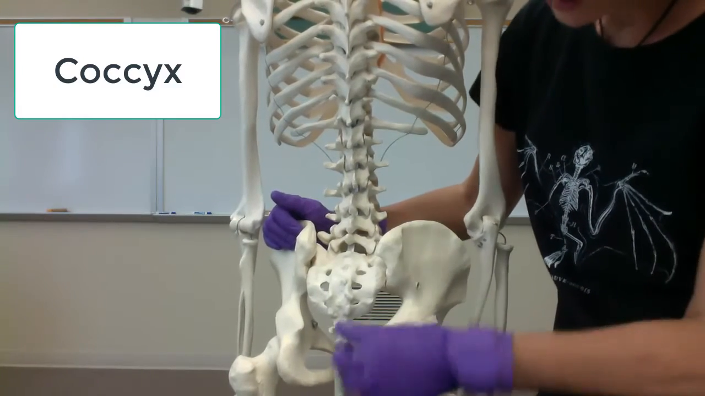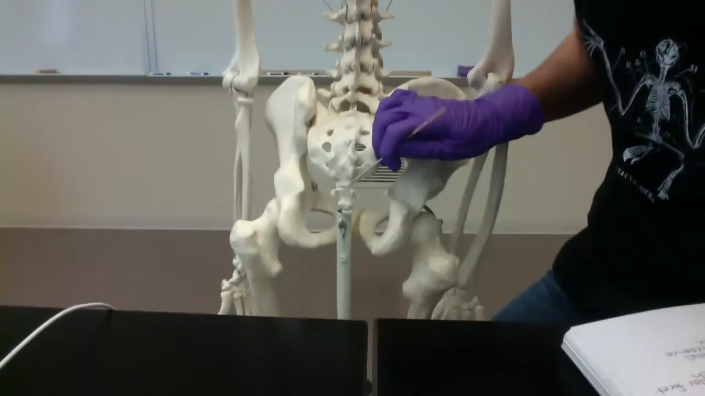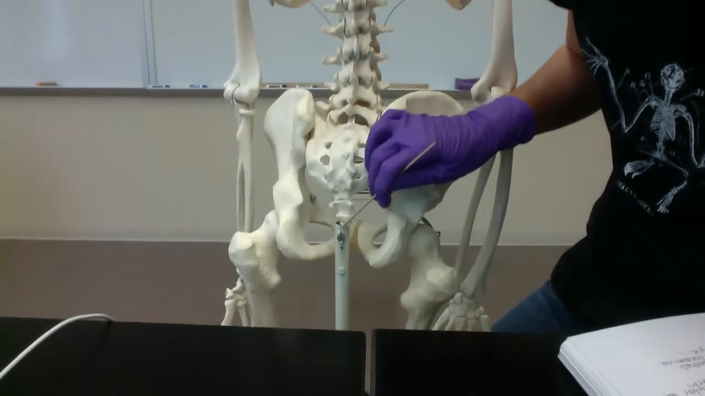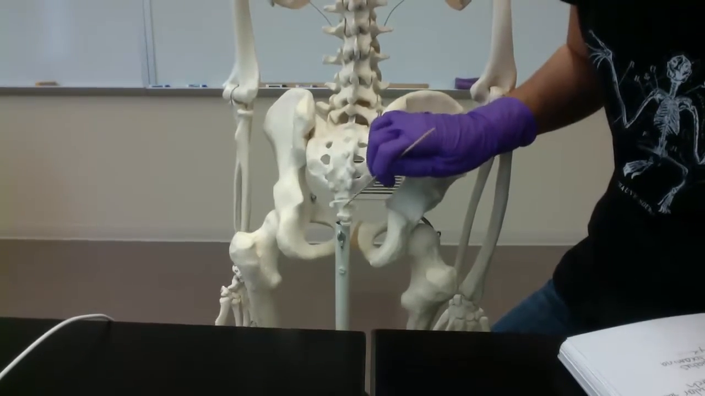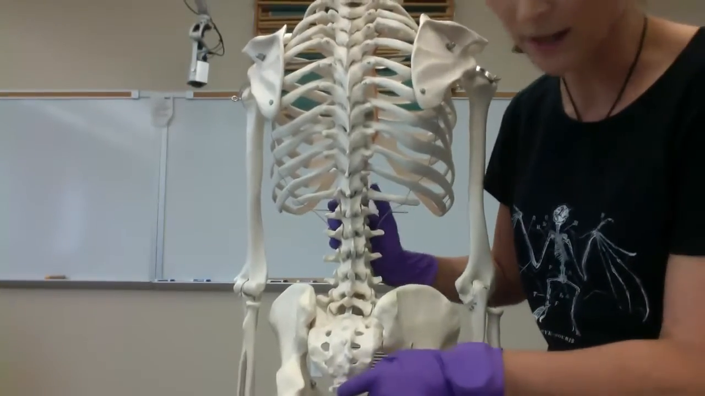And then you, of course, have the coccyx. So the coccyx, or your tailbone, is going to be right down here. So there's your coccyx bone, or your tailbone. If you ever heard someone say they broke their tailbone, it's the coccyx.